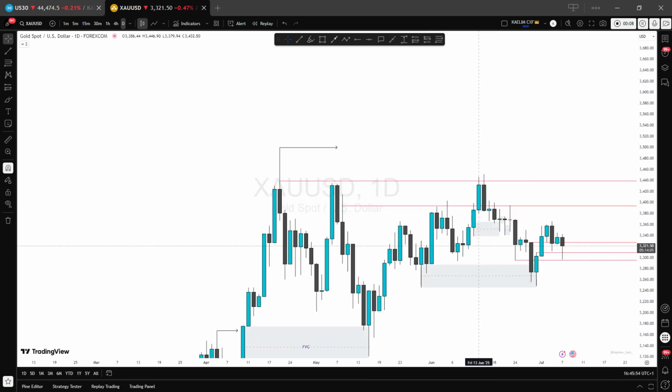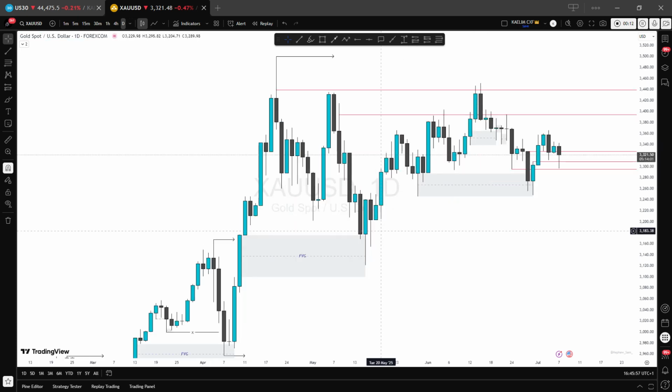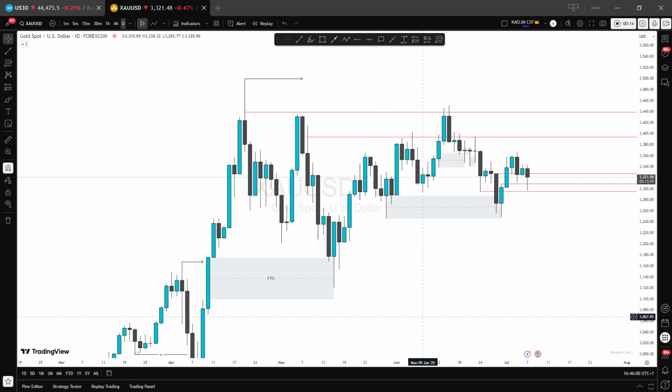Now, this is on the daily. I'm a day trader. I do not need to go on the monthly or the weekly. I stick with the daily as my high time frame. And as you can see, after gold printed this all-time high, we've had a push to the downside.